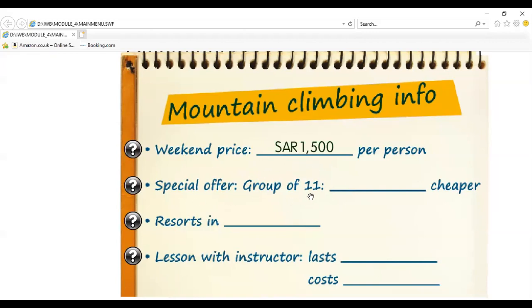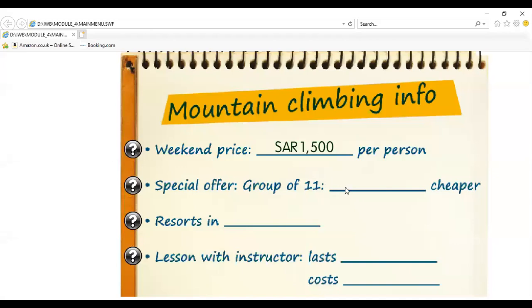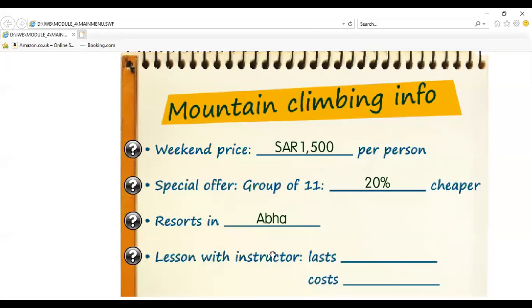If they are 11 students, 11 persons, do they have a discount? Yes, 20%. 20% cheaper. Type the place in, right, in Abha. Yes, as he said. Where? In Abha. Wonderful.